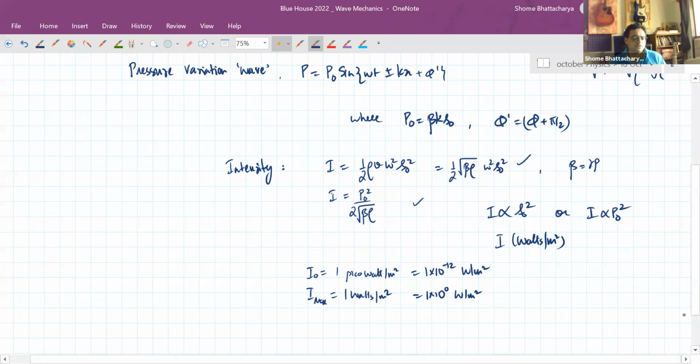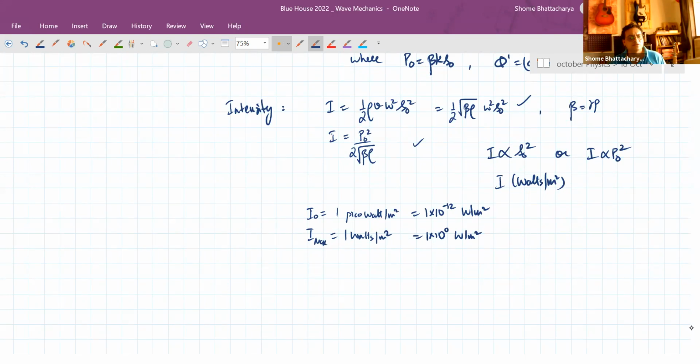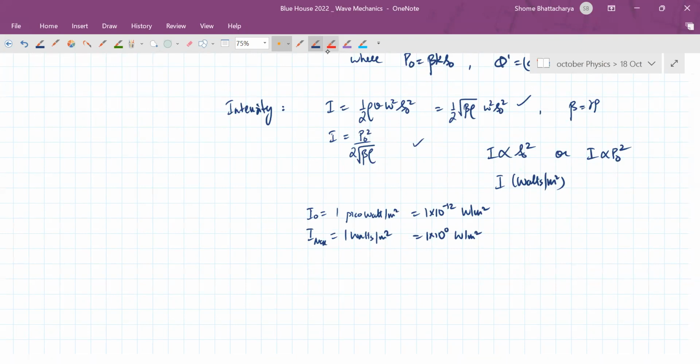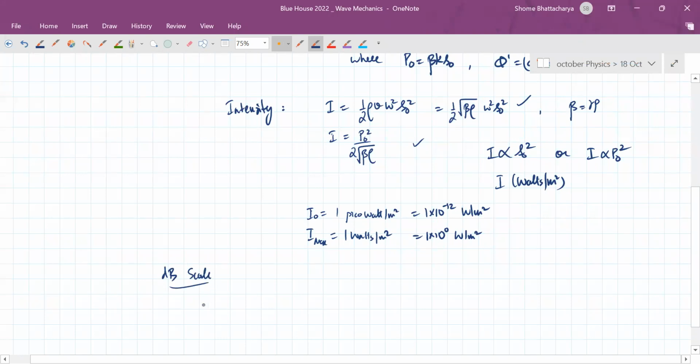So hence there is that logarithmic scale, or the decibel scale, which expresses it as 10 times a logarithmic scale. 10 times a logarithmic scale means that every time we double the intensity in watt per meter square, on the decibel scale it increases by 3 dB. So the decibel scale is the next thing we are discussing. It is a logarithmic equation to find decibel.